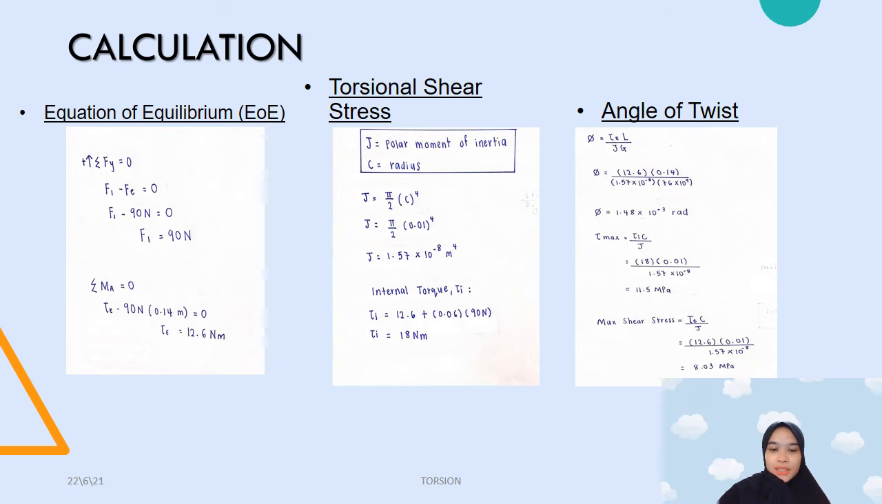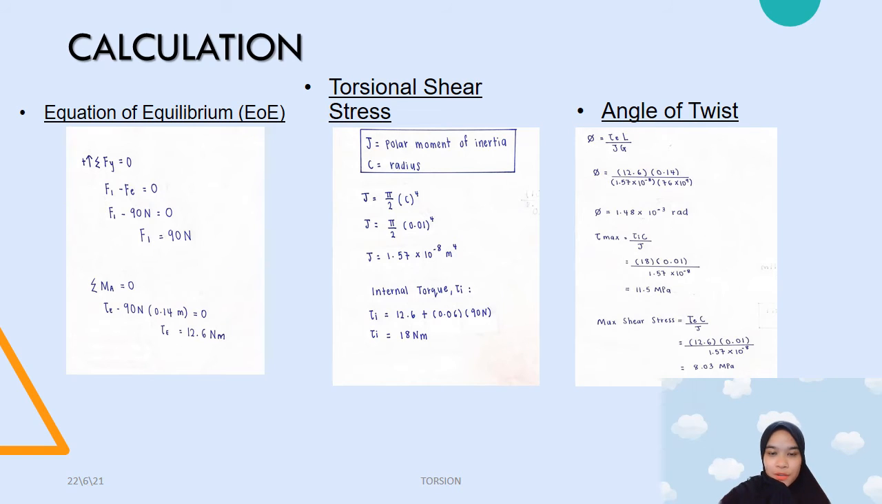Next, the torsional shear stress. J is equal to polar moment of inertia and C is the radius. J equal to pi over 2 times C power of 4. Our C is equal to 0.01, hence J will equal to 1.57 times 10 power of negative 8. And the internal torque will get 18 Newton meter by torque plus 0.06 times 90 Newton.